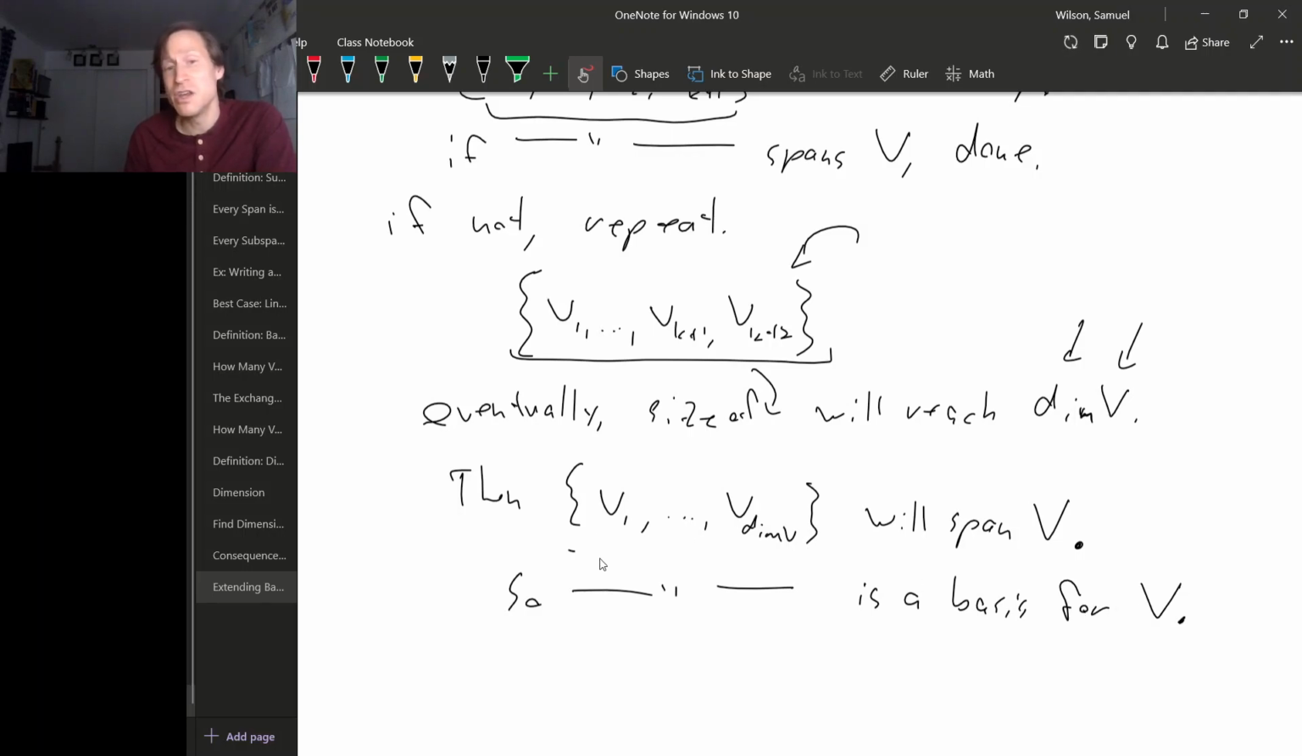Okay, so we did it. We started with k linearly independent vectors, and we were able to extend that to a basis for this vector space V.